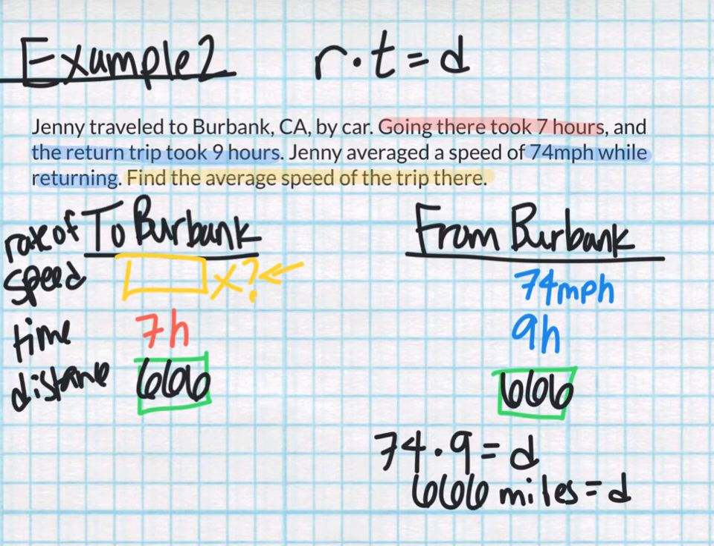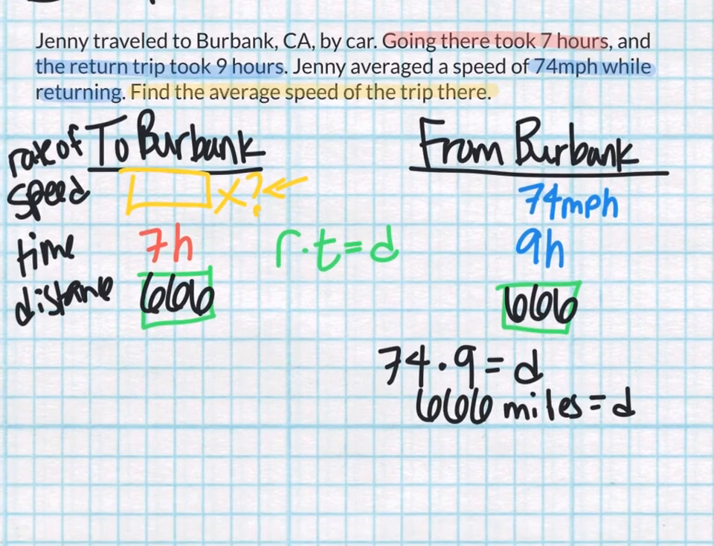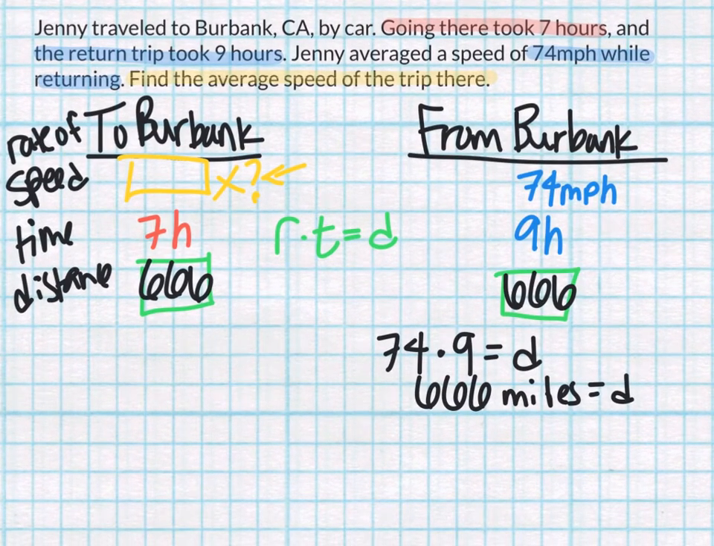So now I can use this information, plug it into my formula that says rate times time equals distance. And I can solve for my rate of speed. So my rate of speed, I don't know. I can call that r or x times 7, because that's the time it took, is equal to 666.